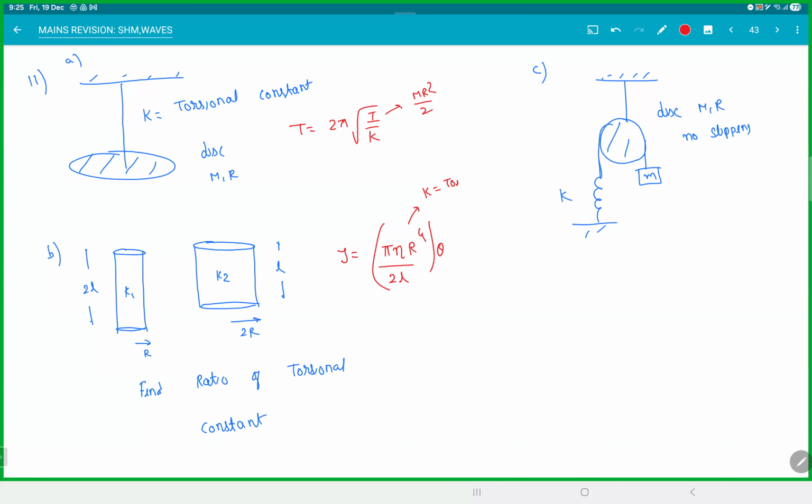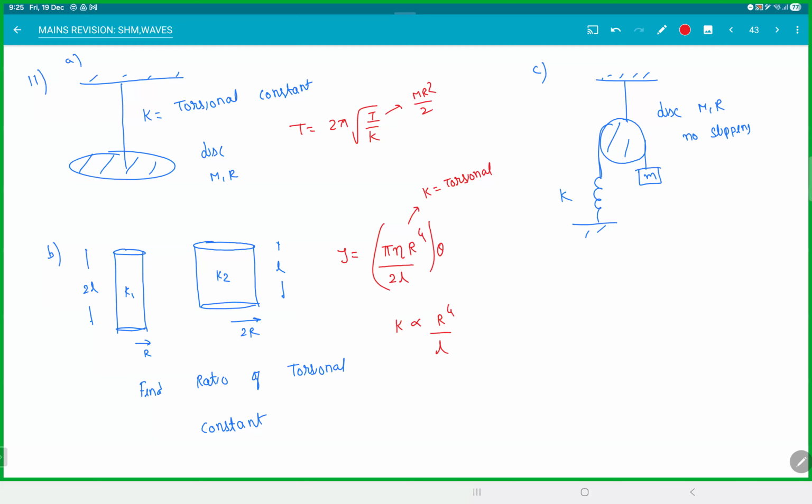It tells you how difficult it is to twist a rod or a body. So torsional constant is twisting torque. So you can clearly see K is proportional to R power 4 by L. So from there you can get the ratio. So if you have a rod which is thicker, with double the radius, it is 16 times more difficult to twist. Longer rods are easier to twist.